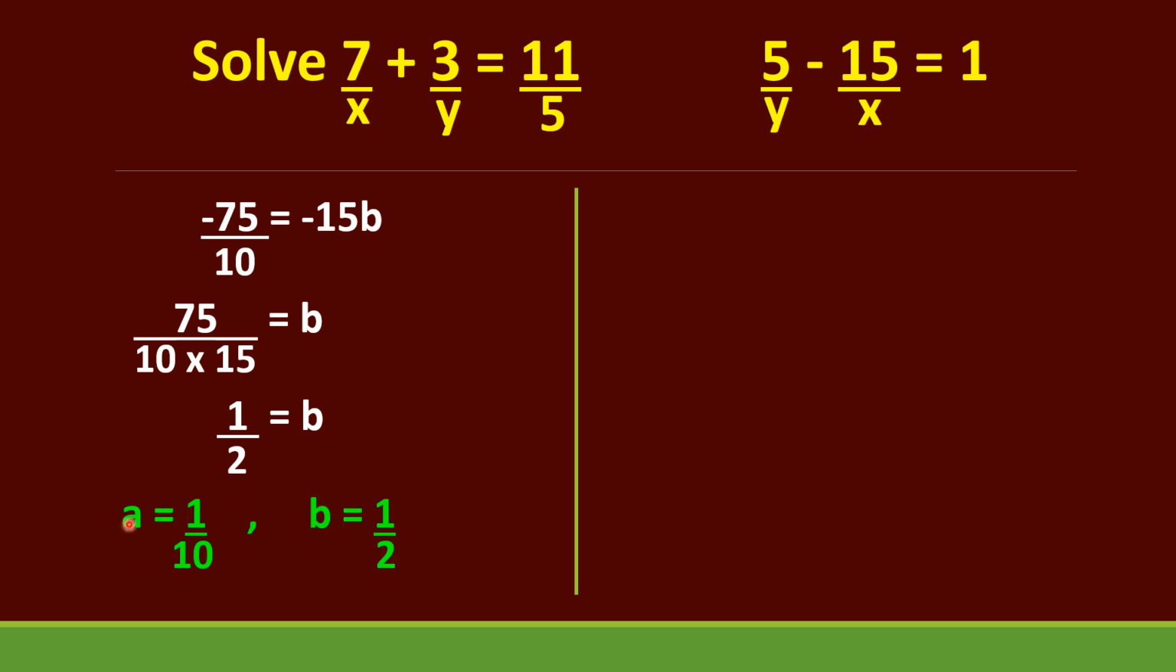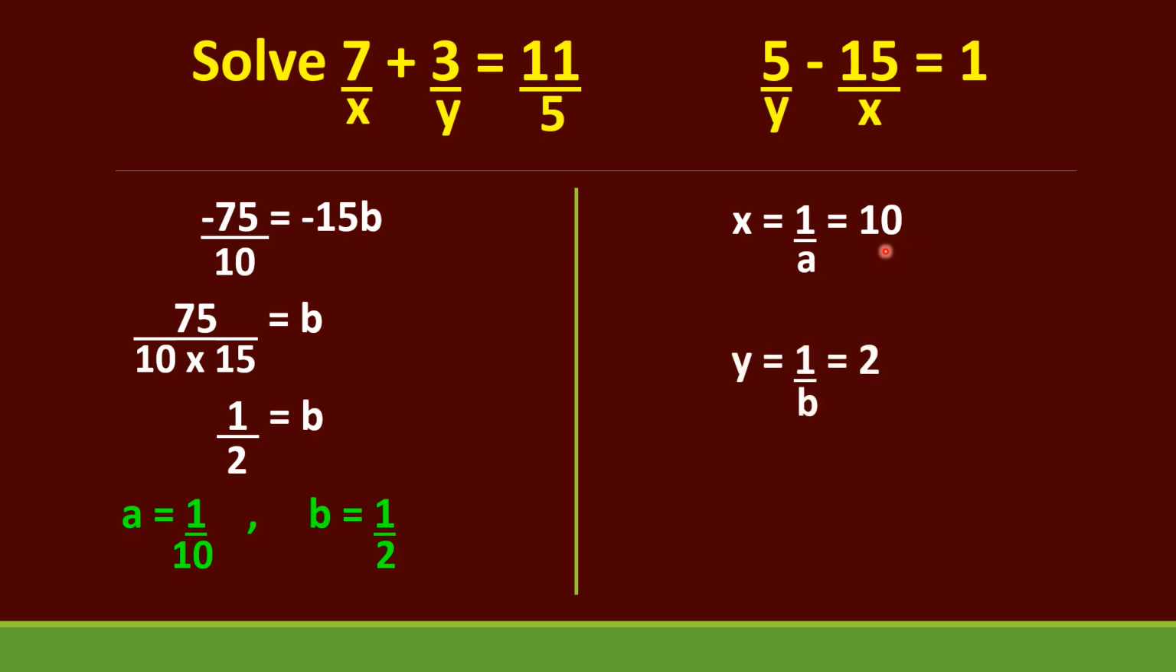Both a and b are known now. Now we can convert this into x and y. We know that a is equal to 1 by x, or x is equal to 1 by a. So x will be equal to 10. When a is 1 by 10, 1 by a will be 10. Then x is equal to 10.